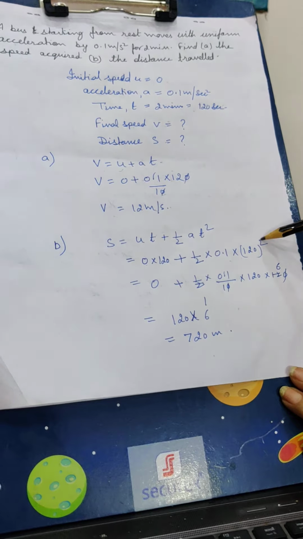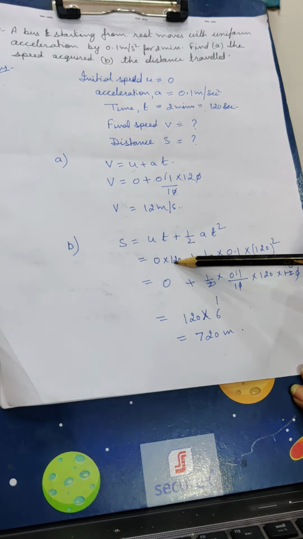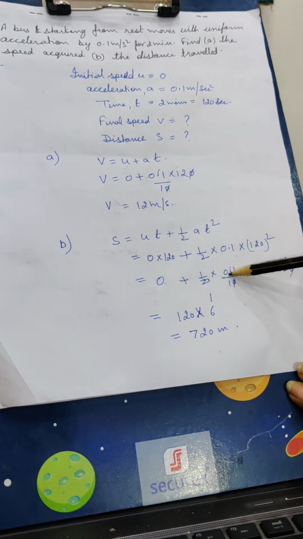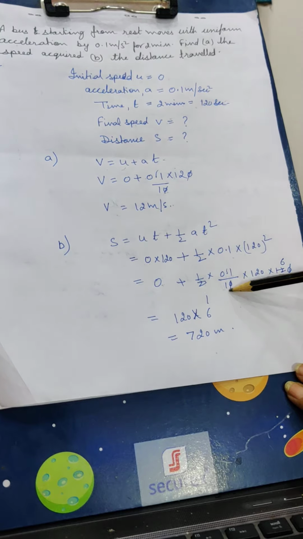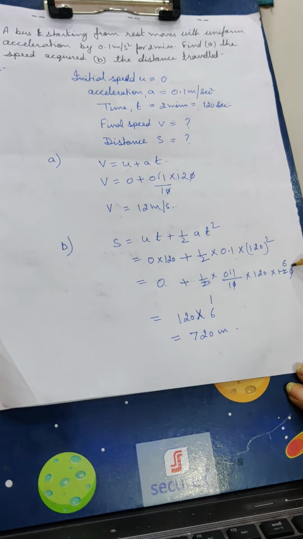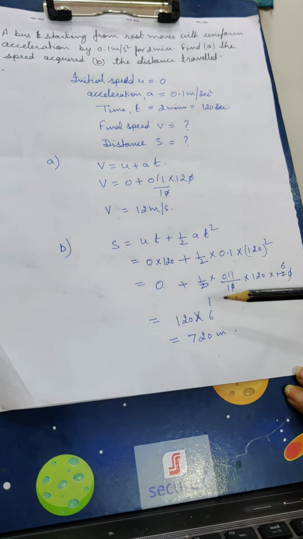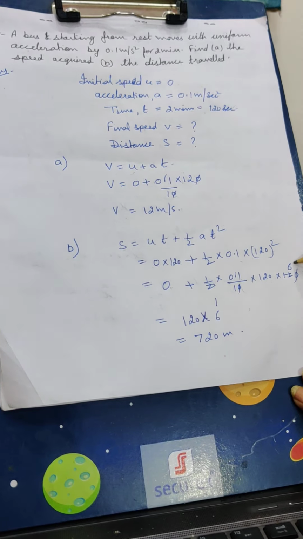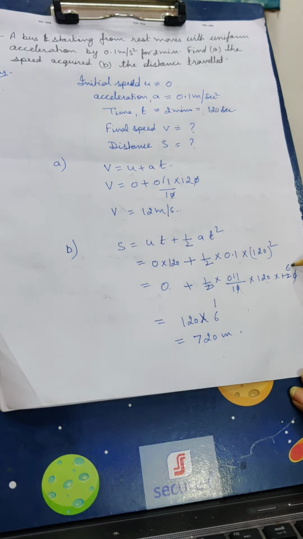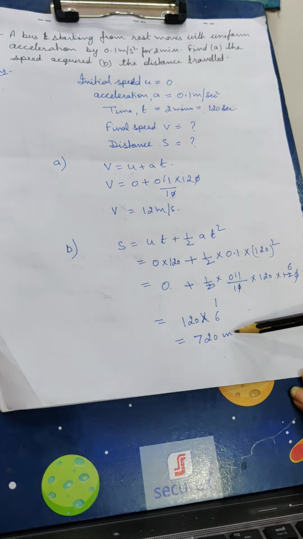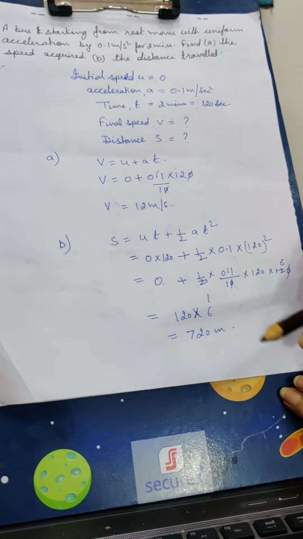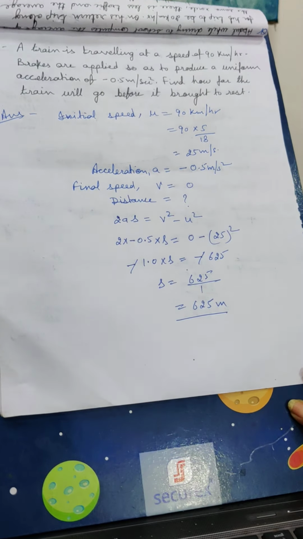Now anything multiplied by 0 will be 0, plus ½ into 0.1. When we remove the decimal, we put 10 there. So 1 upon 10 into 120 into 120. Now we cancel this 0 with this 0, and this 2 with this 12, that will be 6. So we are left with only 120 into 6, that is 720 meters. So the answer is 720 meters. Let us solve some more examples of this.